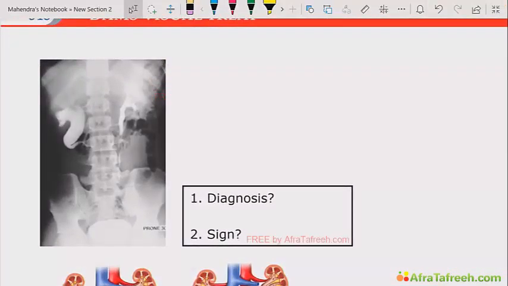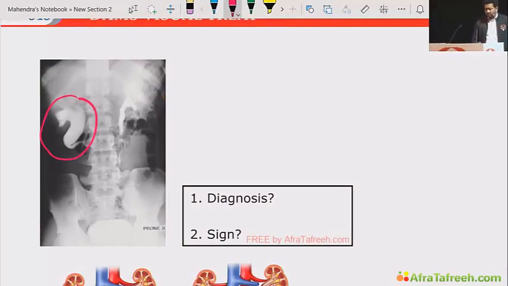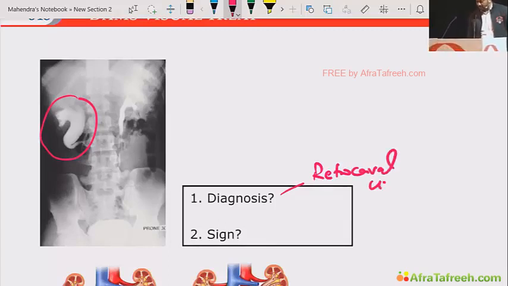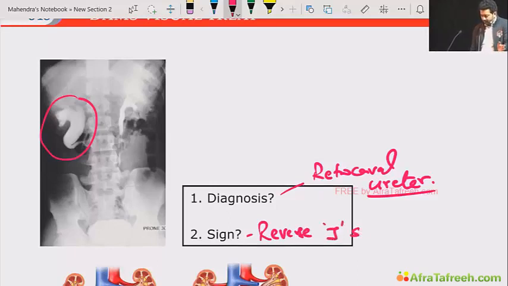What abnormality can you see in this IVP? On the right side, can you see that the proximal ureter is dilated? So this is seen in retrocaval ureter. Retrocaval ureter is a congenital anomaly of the IVC, which is causing compression of the right ureter, which will lead to proximal dilatation. The sign is known as reverse J sign.